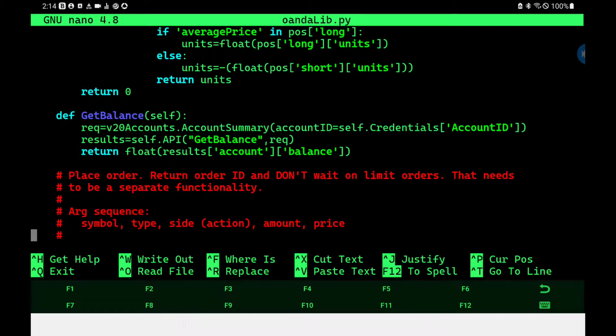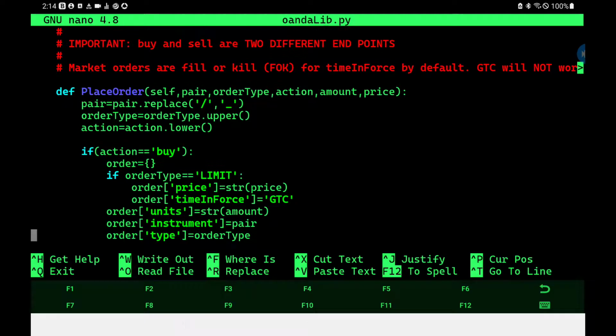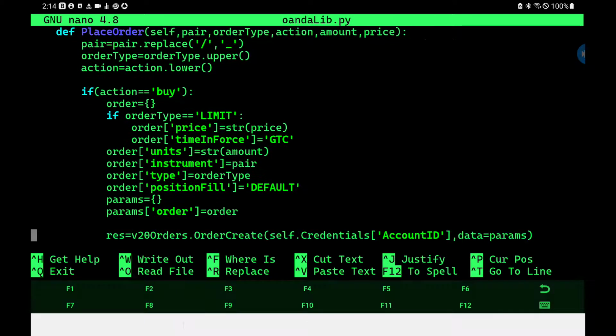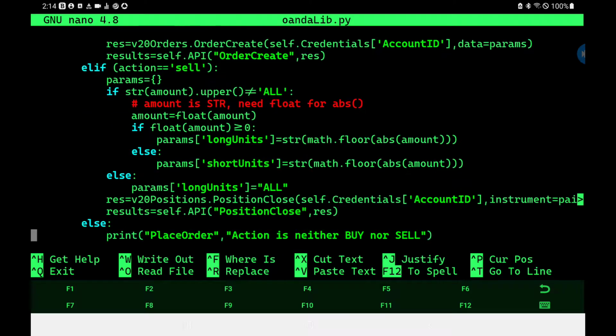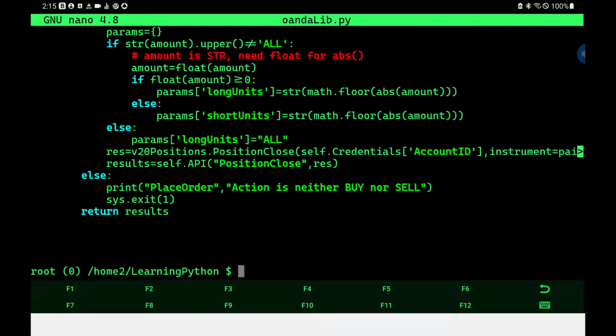And now we're back to balance and place order. All of the stuff that we're used to seeing from the last videos. And that's it. The whole Oanda library in one nice, simple system. So now let's actually get to our bot. Our very first bot.